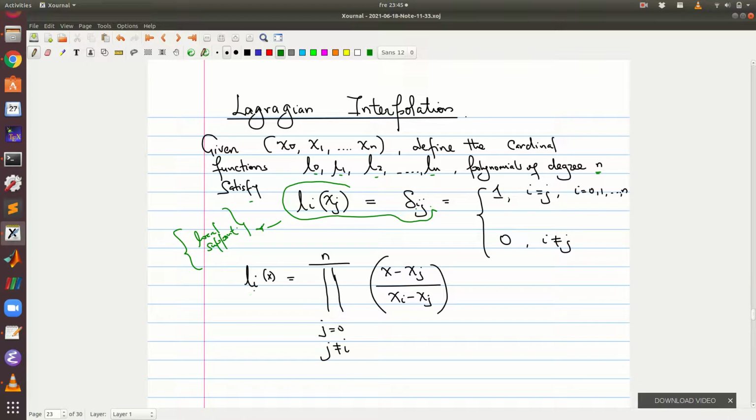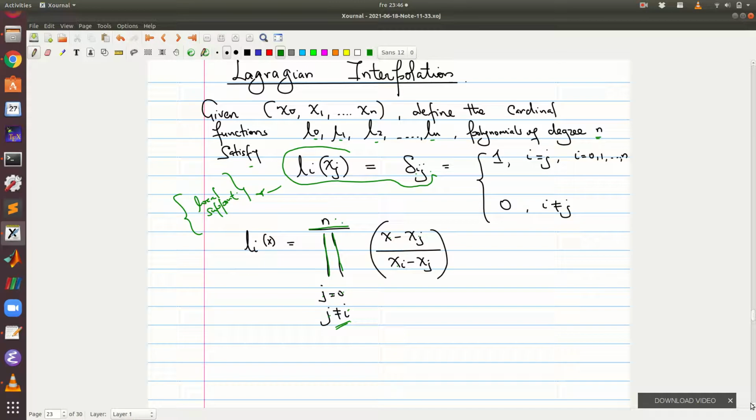In addition, we would like to define Li of x to be the product. This big pi here means the product, from j equals 0 up to n excluding j equals i. So we say that j is not equal to i. We take the product from j equals 0 up to n, excluding the point j equals i, of this quotient, x minus xj divided by xi minus xj. This product we can try to expand and write out.